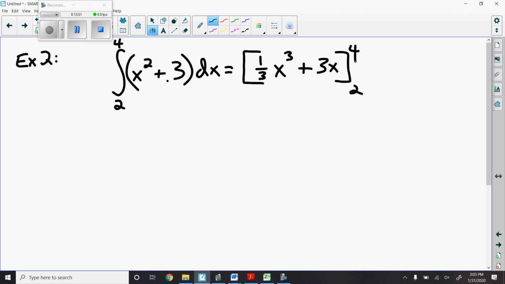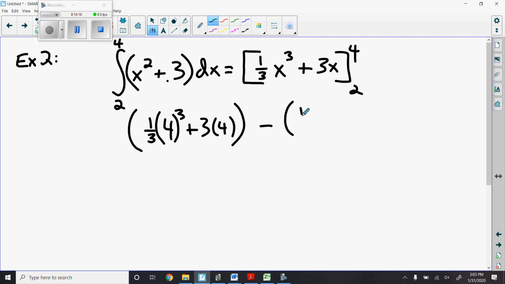So again, what I want to do now is plug in 4 and plug in 2, and I want to subtract them, okay? Make sure you're using parentheses here. So again, I'm going to plug 4 in. That'll be 1/3 of 4 cubed plus 3 times 4. That whole thing should be in parentheses. And then I'm also going to have 1/3 of 2 cubed plus 3 times 2.